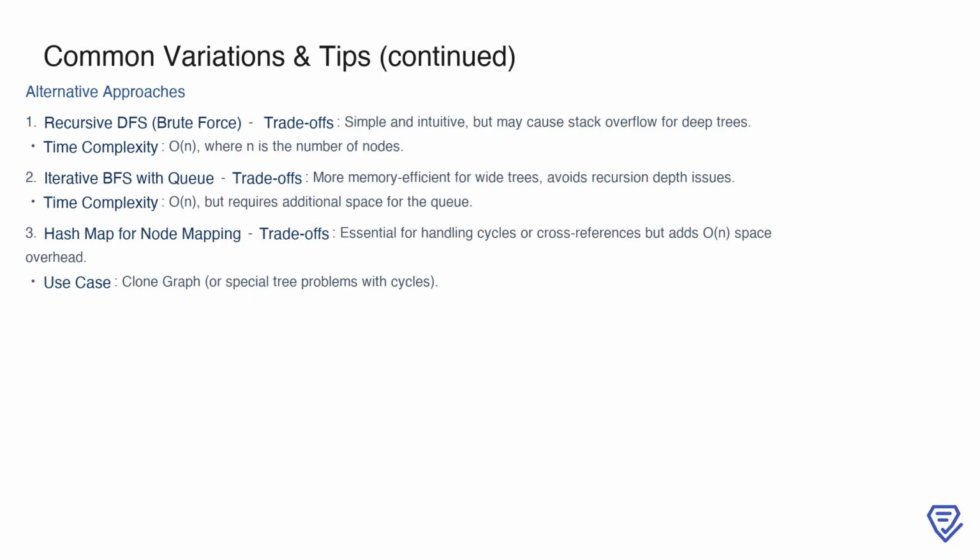For problems involving cycles or cross-references, using a hash map to map original nodes to their clones is essential. While it adds O(n) space overhead, it's a crucial tool for handling more complex tree or graph structures, such as those found in the clone graph problem.